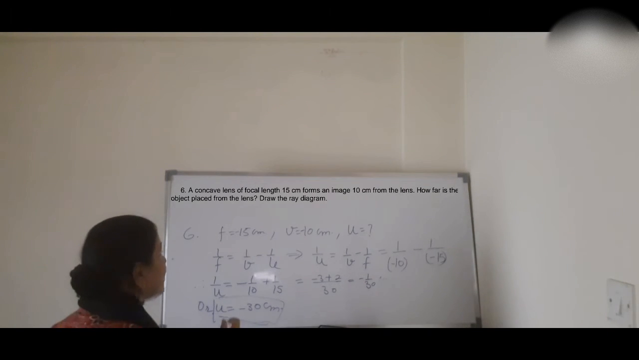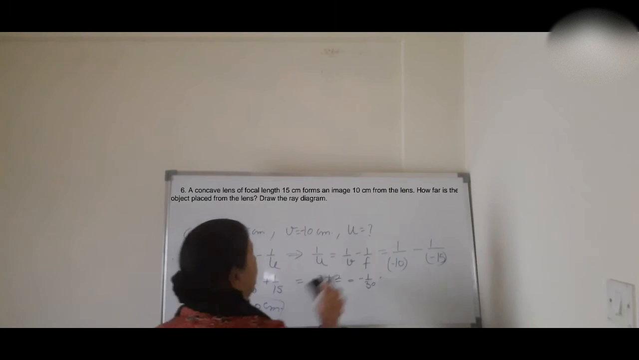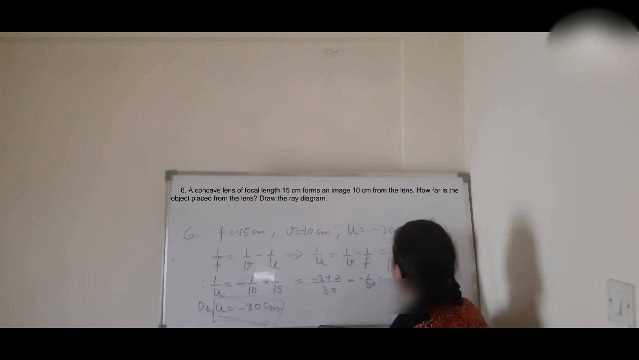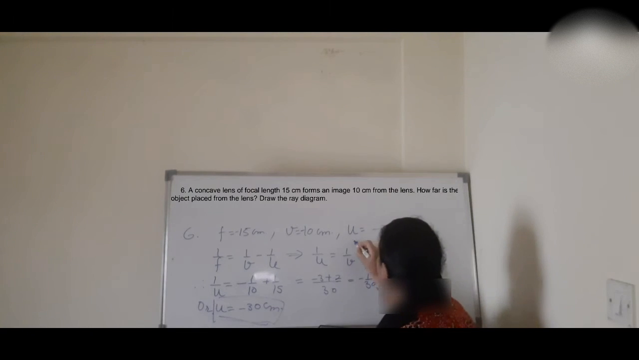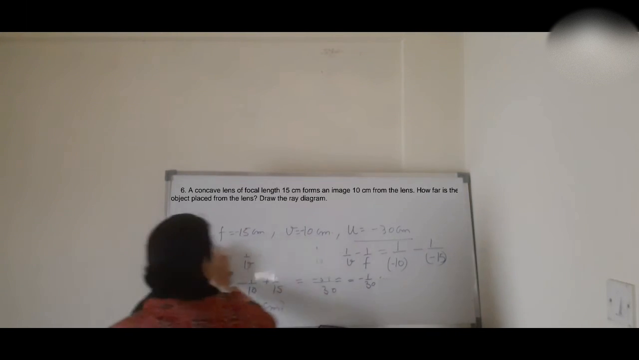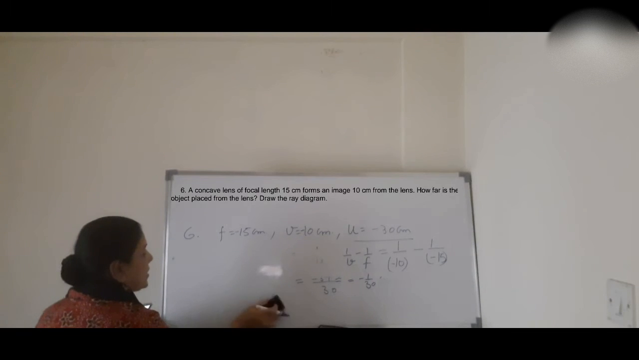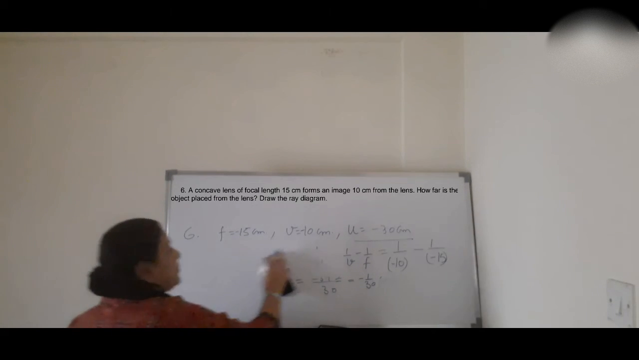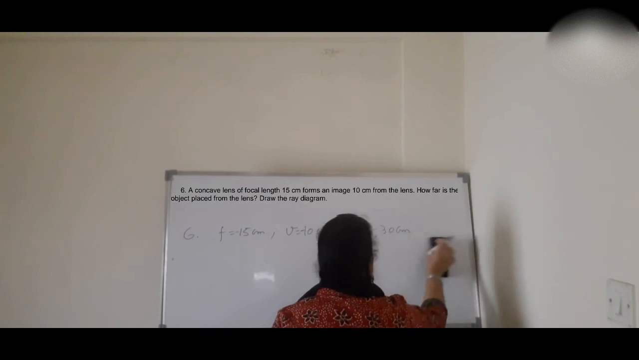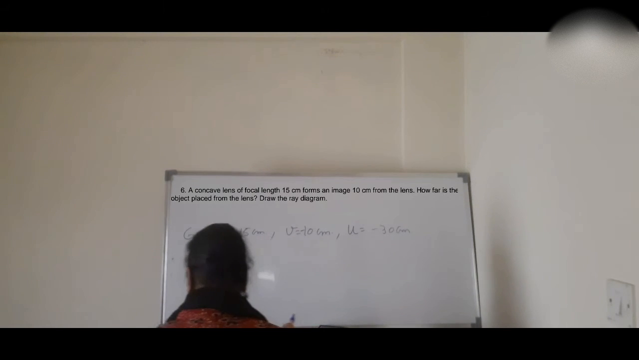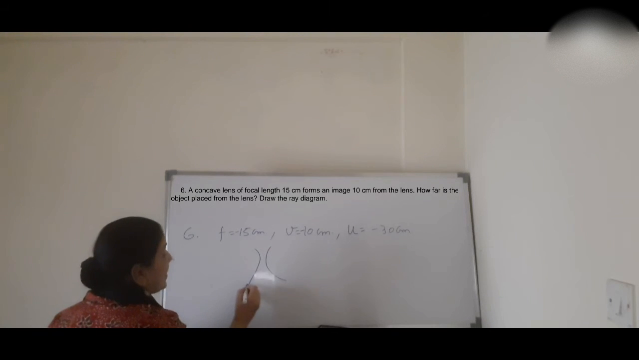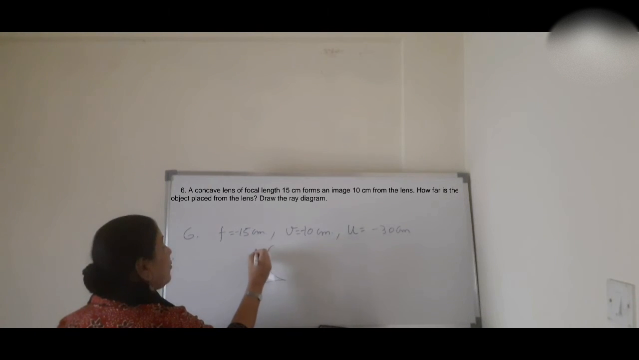Now you have to draw the ray diagram. It's coming as minus 30 centimeter. So now if you see, u is minus 30, f is minus 15. First I'll erase all these things and then we'll draw the ray diagram. So here we have a concave lens. A concave lens always makes it easy to make the diagram compared to a convex lens.